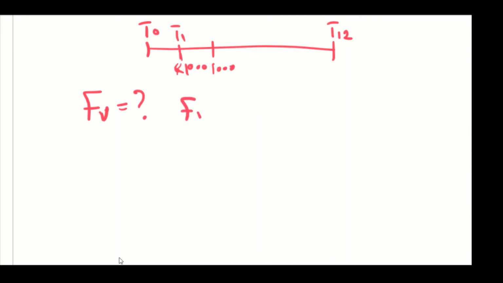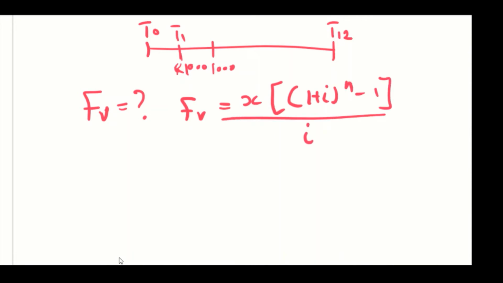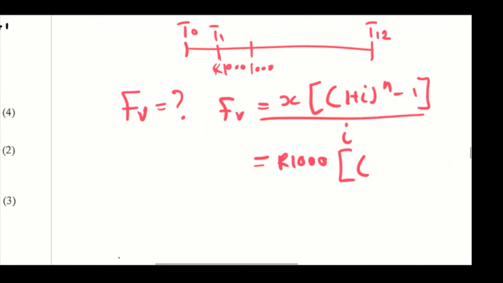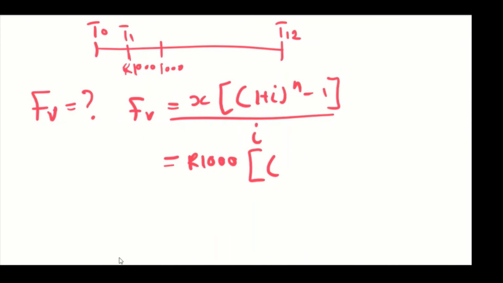So we're going to say FV is equal to x into 1 plus i to the power of n minus 1, right? So we know very well that investments of 1,000 are put into the account, and the interest rate is, let me just check here, 7.5% compounded monthly, right? So it's just going to be 1 plus 7.5%. You can write 0.075, because 7.5% divided by 100 will give you 0.075.